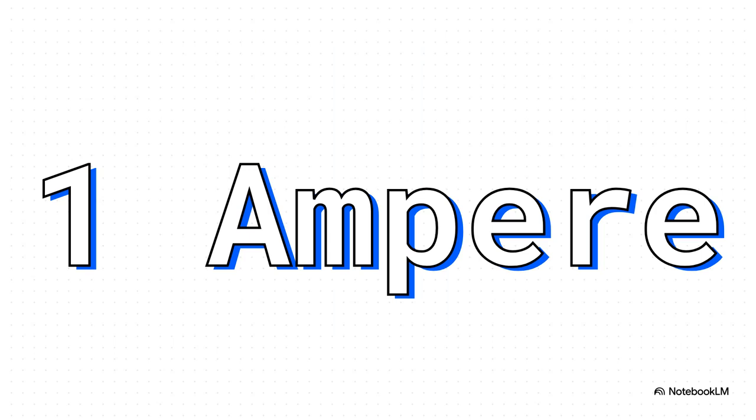And to measure this rate, we use a unit you've probably heard of, the ampere, or just amp. 1 amp is defined as 1 coulomb of charge zipping past a point every single second. Now, get this. A single coulomb is about 6.24 quintillion electrons. That is a truly mind-boggling number of electrons flowing through your lamp cord right now.